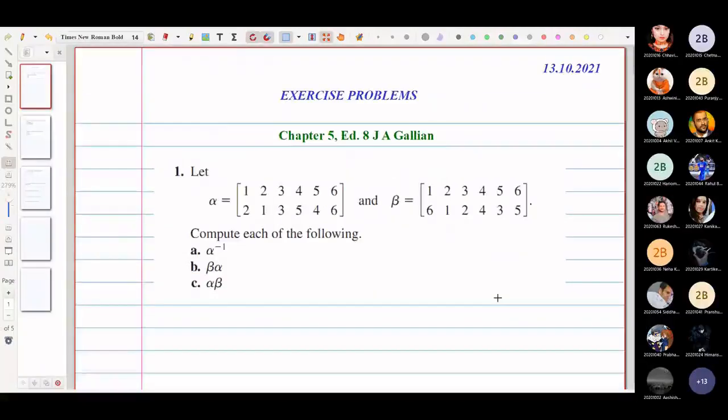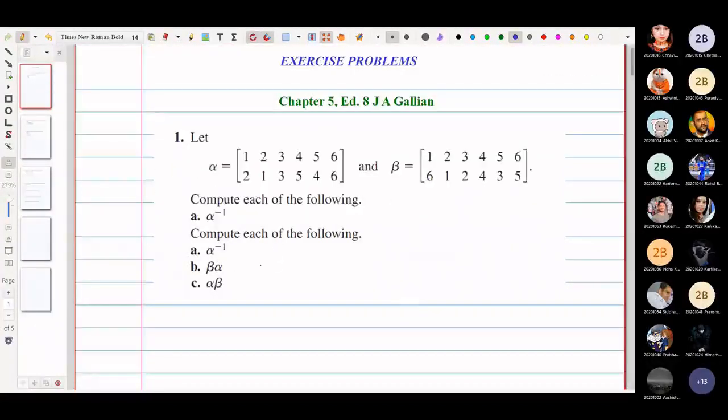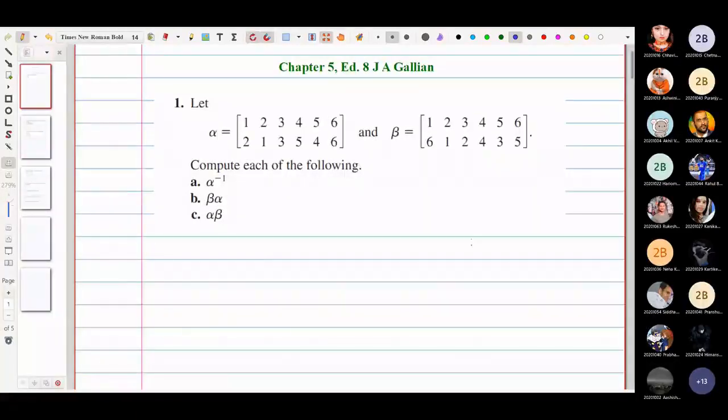So question number 1 says that if alpha and beta are the given permutations, then we need to compute the inverse and the product of them. Before starting, we should note down that suppose f is a function from a set A to A, and both are finite sets. Then x is some element from A, and this will be mapped onto f(x). Sometimes we write it like this: y equals f(x).